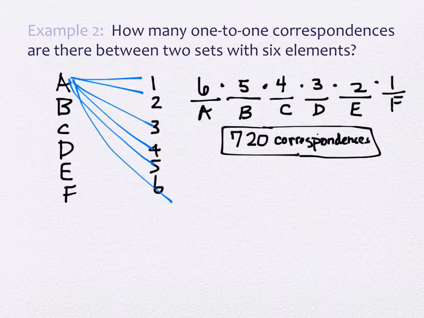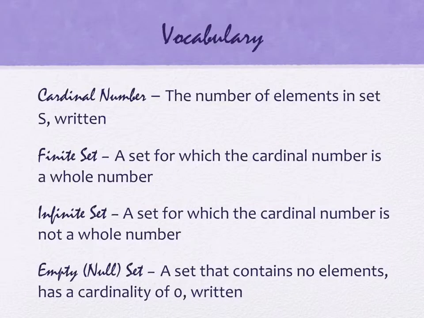So, okay, a couple other things notationally that we need to be aware of. Cardinal number. Cardinal number is just the number of elements in the set. And if the set is S, then we write the cardinal number as n(S). This is the number of items in set S.